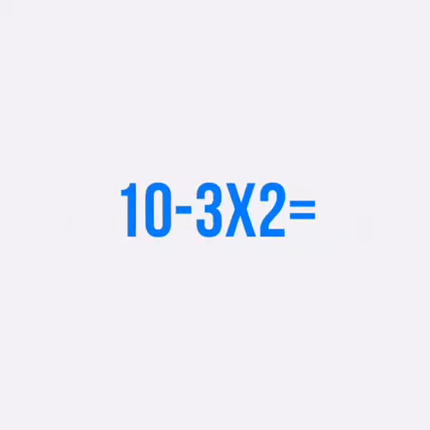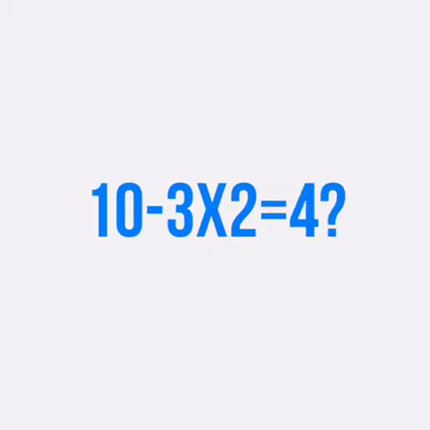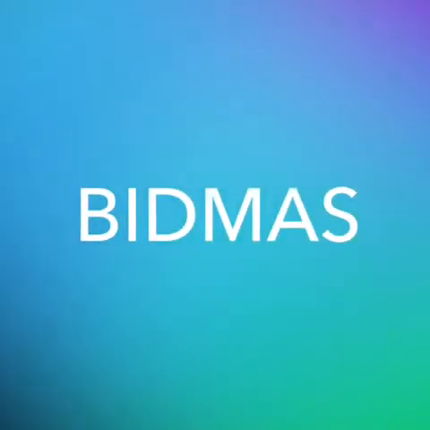This time we're going to start with the multiplication first. 3 times 2 gives you 6. 10 take away 6 is 4. So which one is the correct answer? It's actually the second one, and the reason why is because I've followed BIDMAS. So let's have a look at BIDMAS and what it stands for.